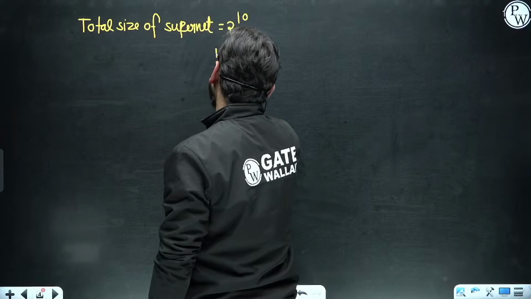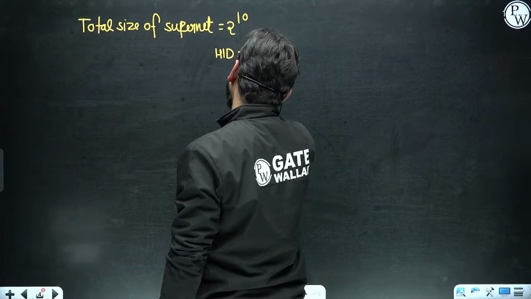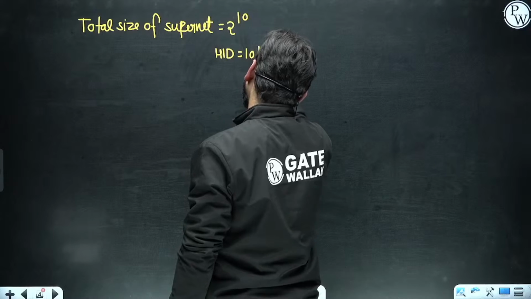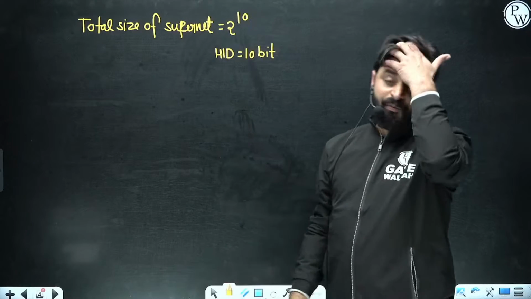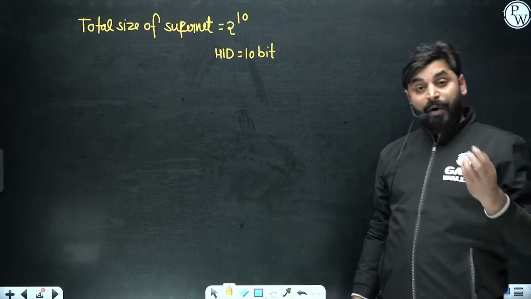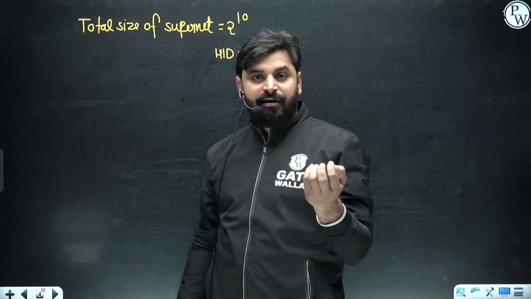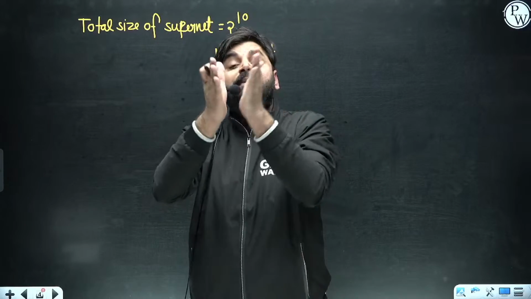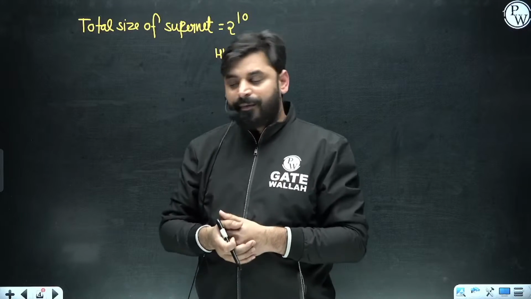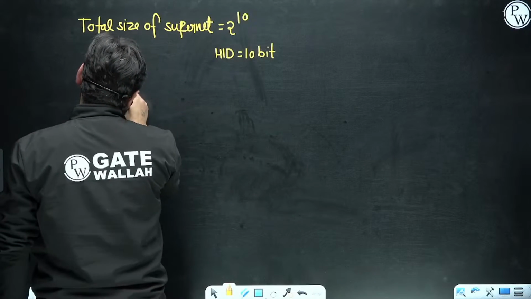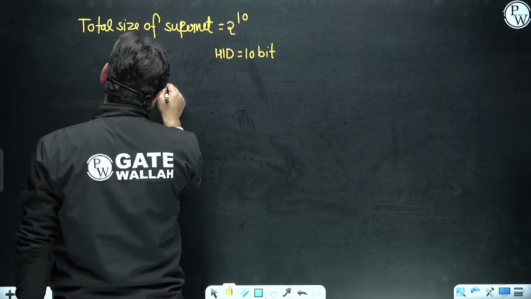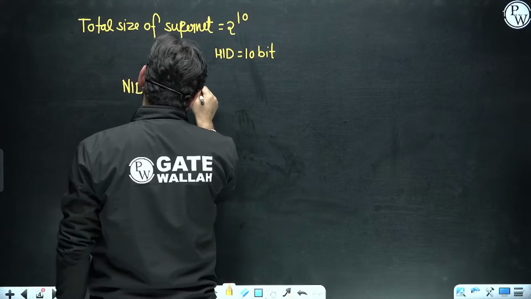So if the total size of the supernet is 2 power 10, how many bits is the host ID? 10 bits. Because in one supernet we have 2 power 10 IP addresses, the host ID is 10 bits. So what is the network ID, my dear friends? Network ID is nothing but 32 minus 10, which is 22 bits.